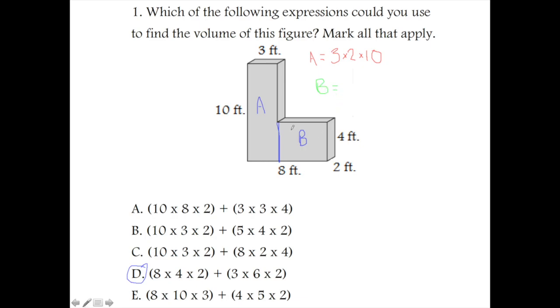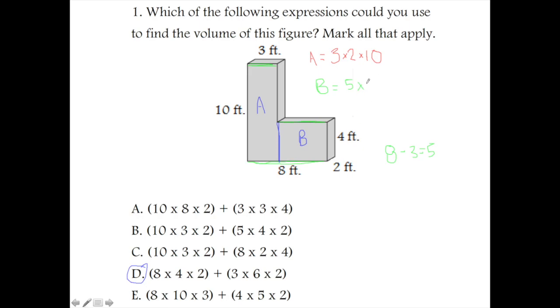Box B, I'm missing the length. I cut that length, so I have to figure this out. I know that the entire length there is 8 feet, and I'm missing this piece. So this missing piece plus 3 at the top will give me a total length of 8. So 3 plus what is 8? I'm going to use the inverse to figure that out. 8 minus 3 equals 5. So my missing length is 5.